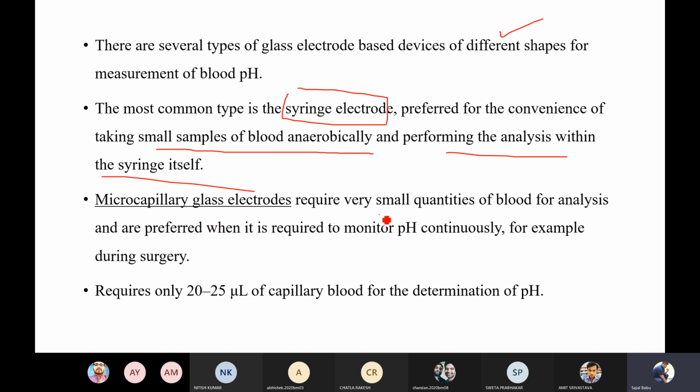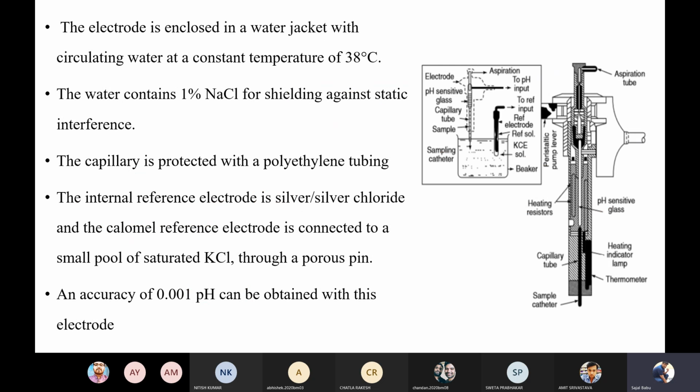Microcapillary electrodes require a very small quantity of blood for analysis. If you take the microcapillary glass electrodes, they require a blood sample of about 20 to 25 microliters. This much amount of blood is required in this glass electrode, so it will be very useful for that.